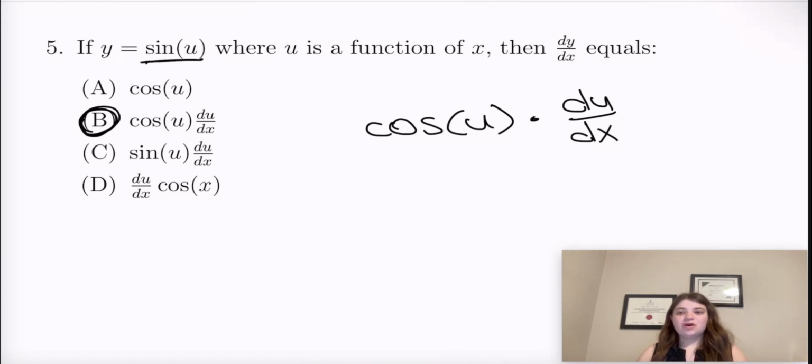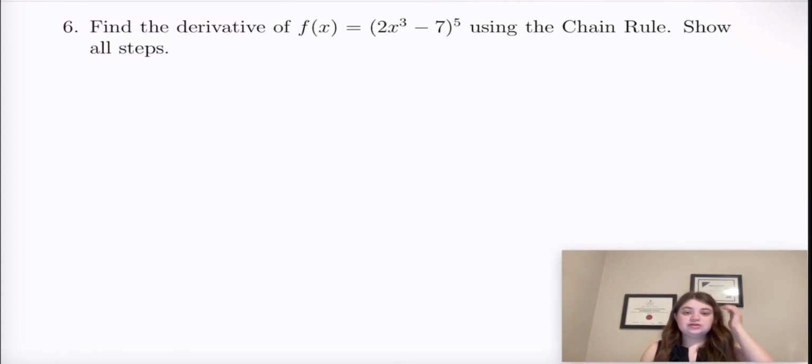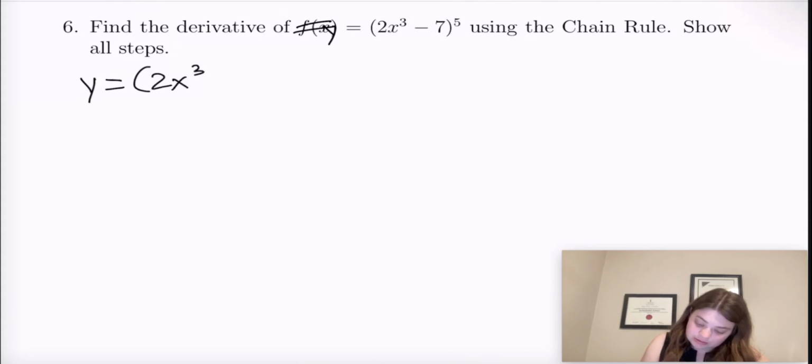All right, next let's move on to three free response questions related to the chain rule. All right, so this one says to find the derivative of this function using chain rule and to show all of our steps. Okay, so my first step is I'm going to be identifying which functions are which. So let's let f of x actually just be y and say y is equal to 2x cubed minus 7 to the power of 5.